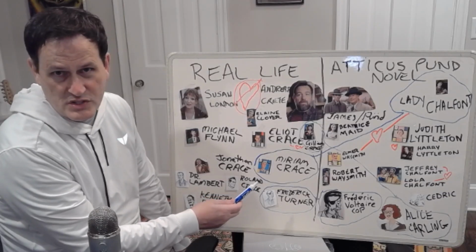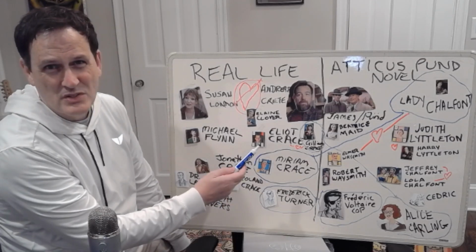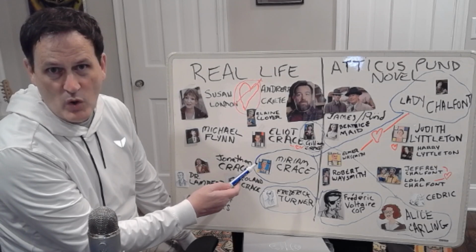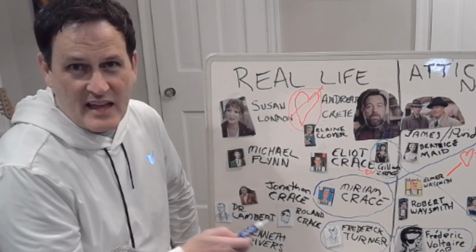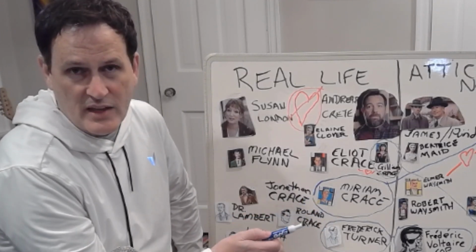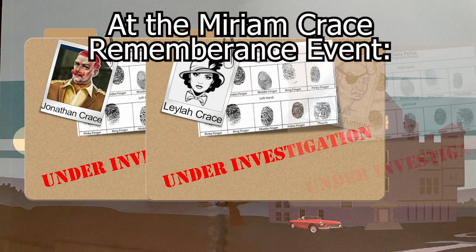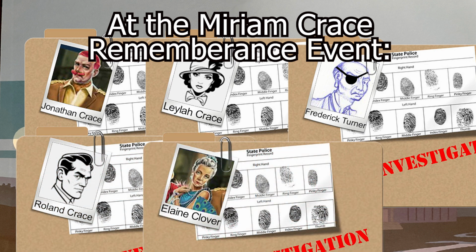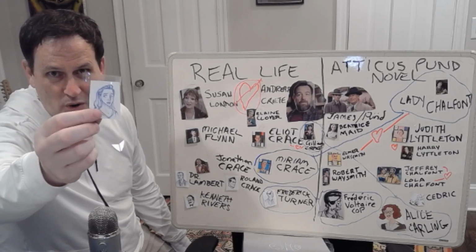If Miriam Crace was killed because somebody wanted to keep the rights of the little people in the family, why was her grandson Eliot killed? He was killed because he said, ooh, I saw someone tiptoeing into grandmother's room before she died. Eliot says the person he saw tiptoeing into the room was at that party, the 20th anniversary remembrance celebration. So you have Jonathan and his wife Layla, adopted son Frederick Turner, grandson Roland, Elaine Clover, publisher Michael Flynn, and new character we have to put on the board, Julia Crace.